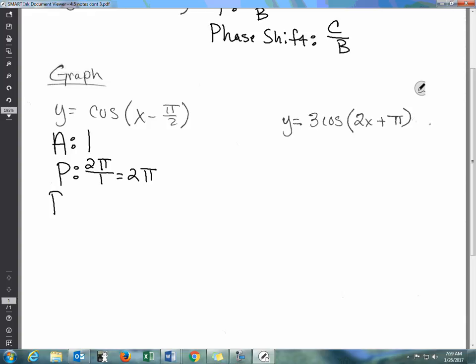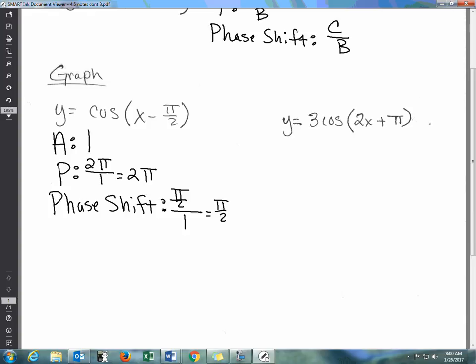And then our phase shift, right? So this tells us how much we're shifting the graph left or right. I'm going to take pi over 2 divided by the number in front of the x, which is 1. So that is pi over 2 divided by 1, which is pi over 2.